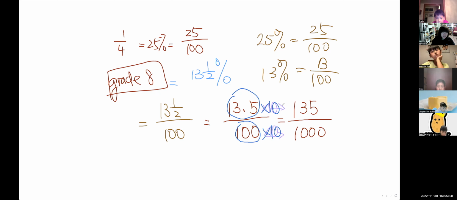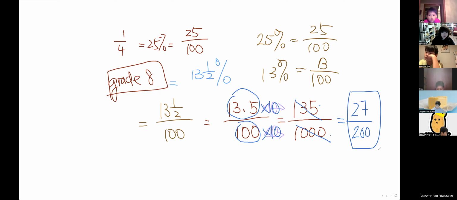So very easy, just times 10. Get it, Enzo? Get it, Chapter? Get it, Ryan? Get it, Lilac? Okay, so now you understand, right? Now I'm going to divide it by 5, because we have learned that the last digits 5 and 0 are both divisible by 5. So 27 and 200. That is the fraction part for that.